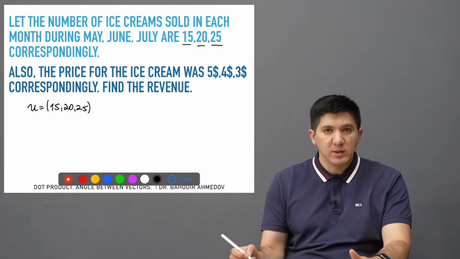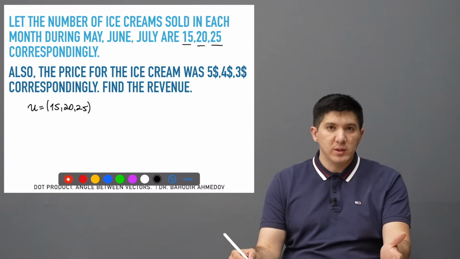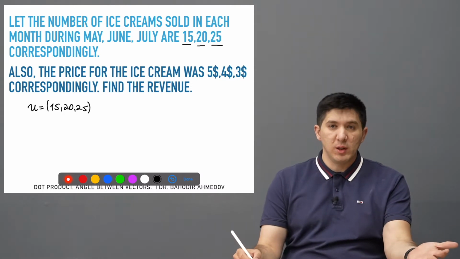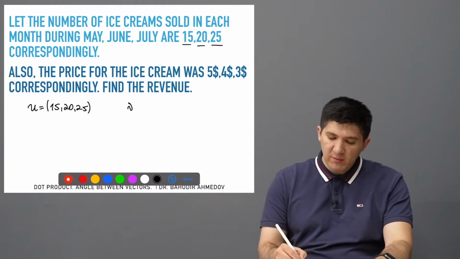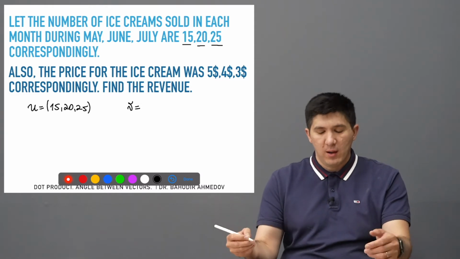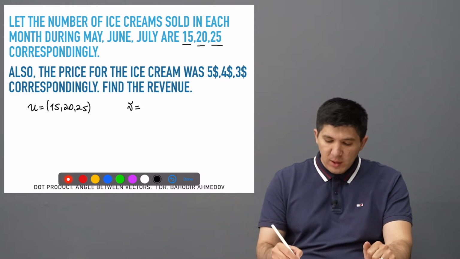And at the same time, the price of the ice cream was different in those months. Essentially, in the first month, in May, it was $5 per ice cream. In the second month, it was $4. In the third month, it was $3. So you can create another vector to store those prices. As well, it is going to be $5, $4, and $3.